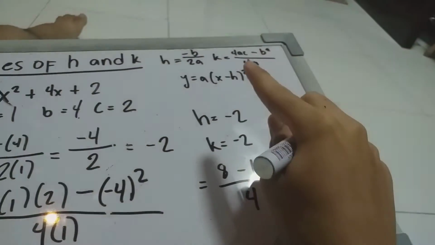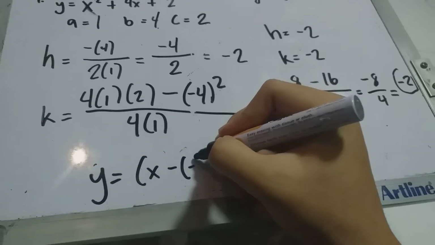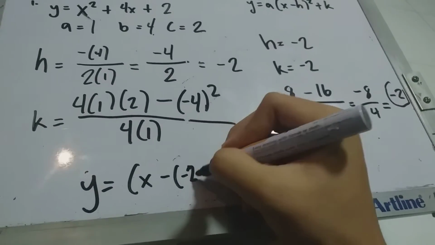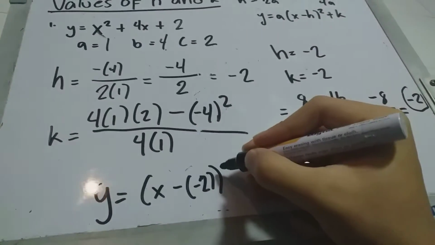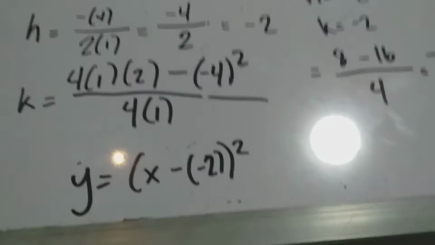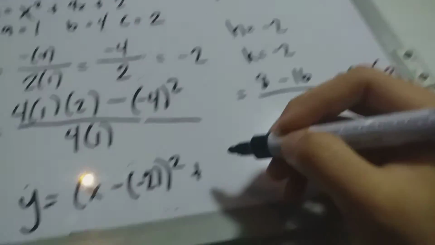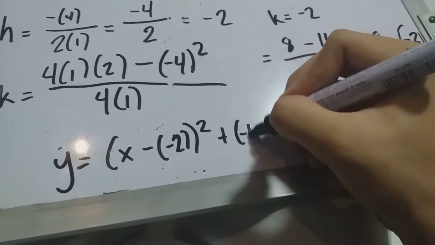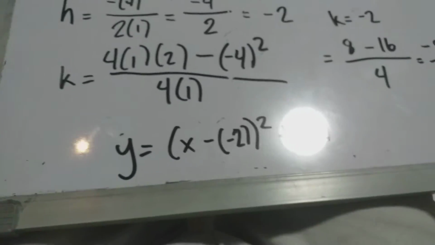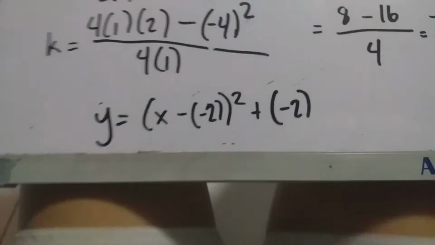So the value of h becomes negative 2 squared plus the value of our k, which is negative 2. And there we go. Oh wait, oops, I wrote k. There. Then you have that.